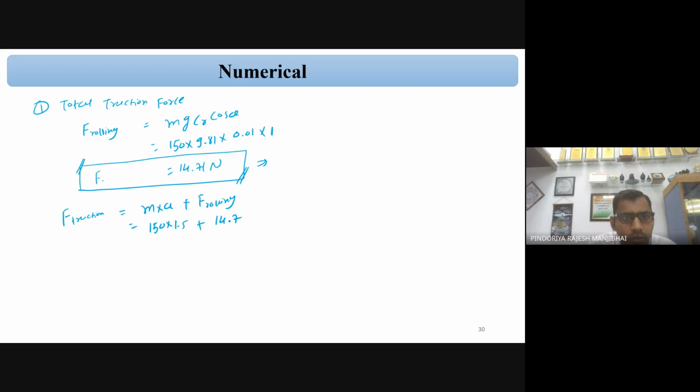F rolling, we got mgr cos theta. So F rolling is equal to 14.71 Newton, correct? And we have to calculate the final F traction.